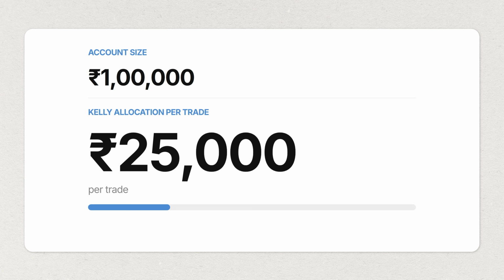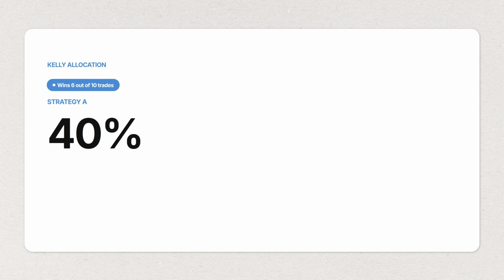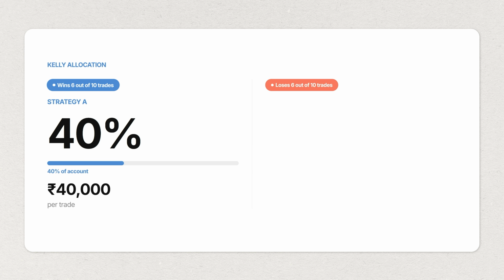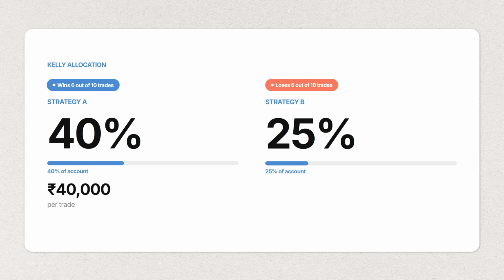Now let's pause here to understand how this works and what to make of it. Strategy A gets a 40% allocation on a 1 lakh account. Kelly is saying put 40,000 on a single trade. Strategy B, the one that loses 6 out of 10 trades, gets a 25% allocation, 25,000 per trade.